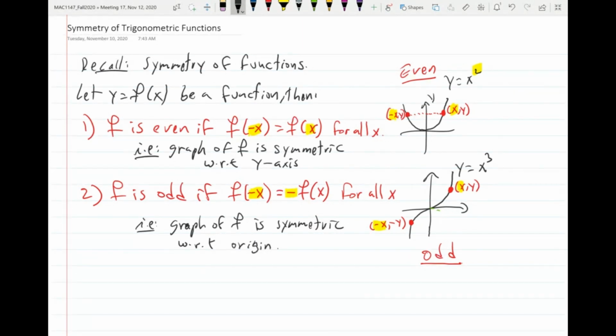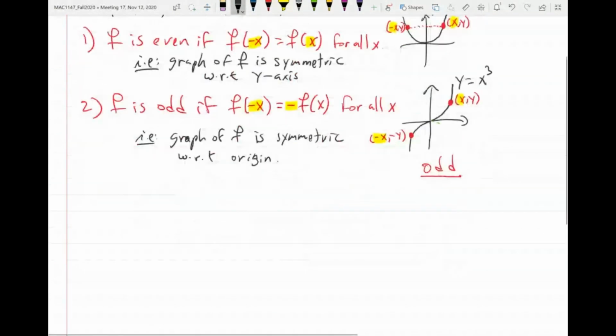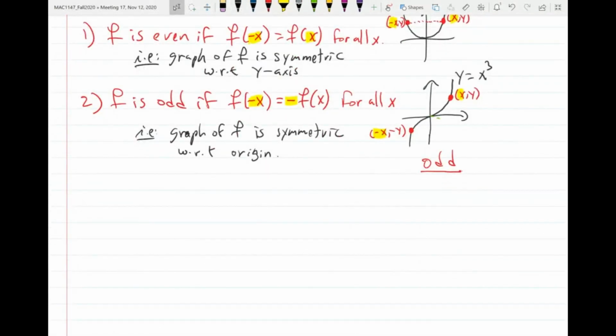All right. So this is the question that we want to answer now for the trigonometric functions. So we have 6 functions. What's the symmetry of these functions? Are they even? Are they odd? Or maybe they are neither? Of course, if a function is not even and is not odd, then we say that it's neither. So do the trigonometric functions enjoy some type of symmetry? That's a question that we want to answer now.